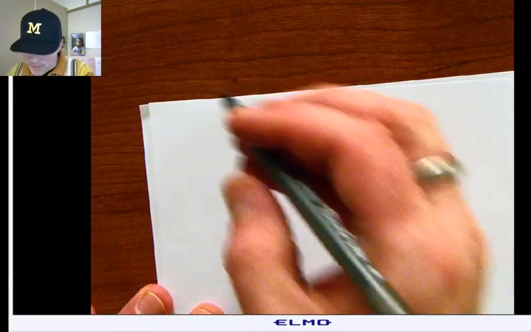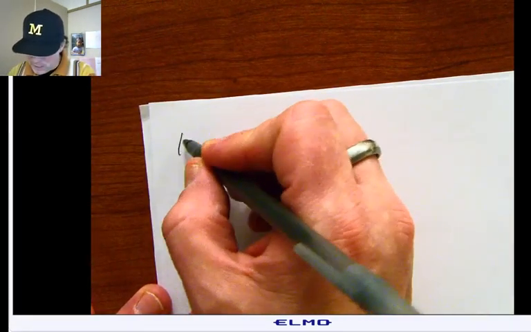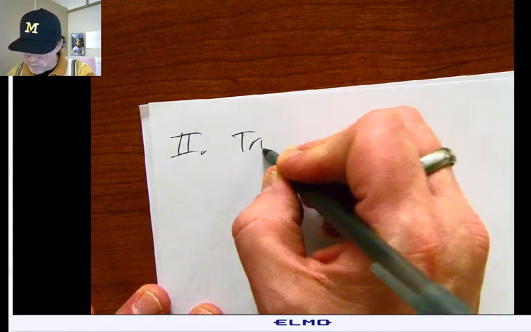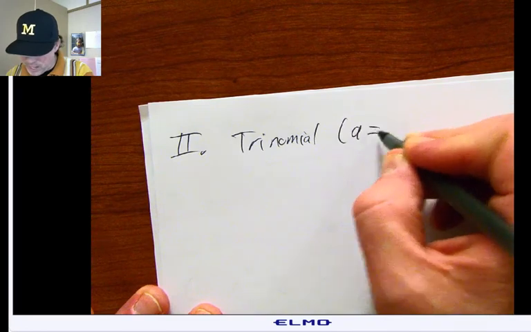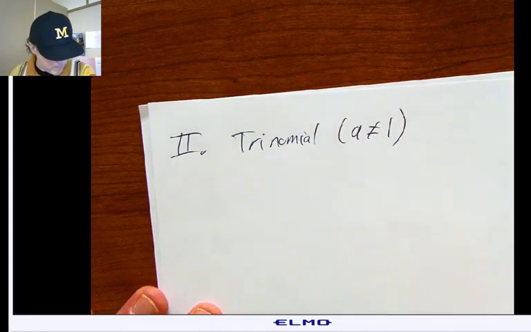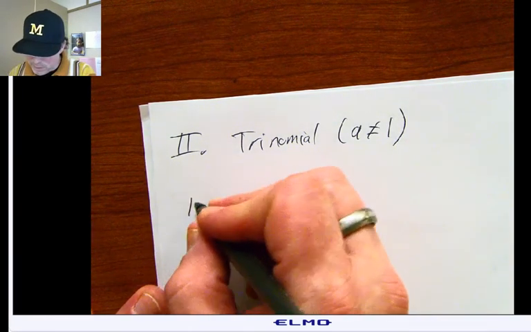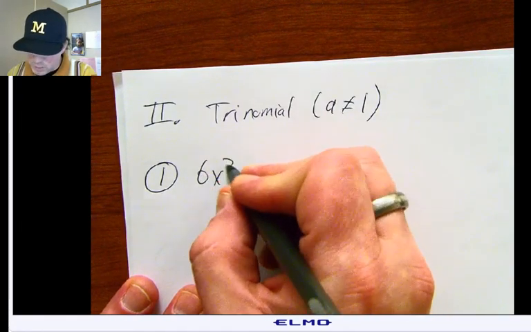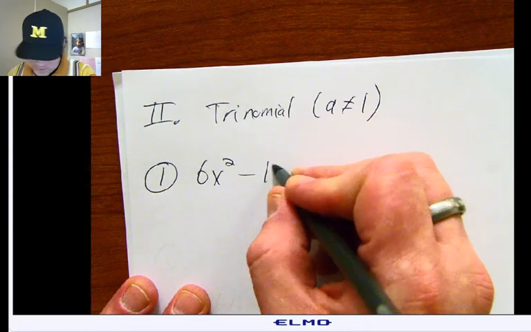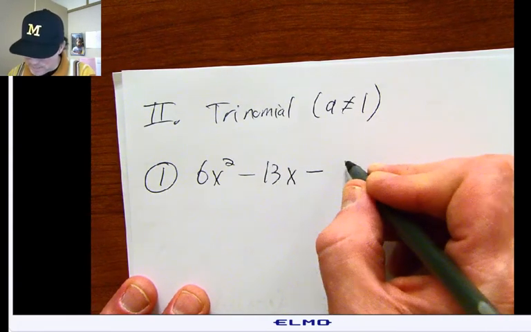All right, the last one. Last thing I need to show you, and this is the factoring that people find most difficult, is the trinomial, specifically when a is not equal to 1. So for example, number 1, let's say I had 6x squared minus 13x minus 5.